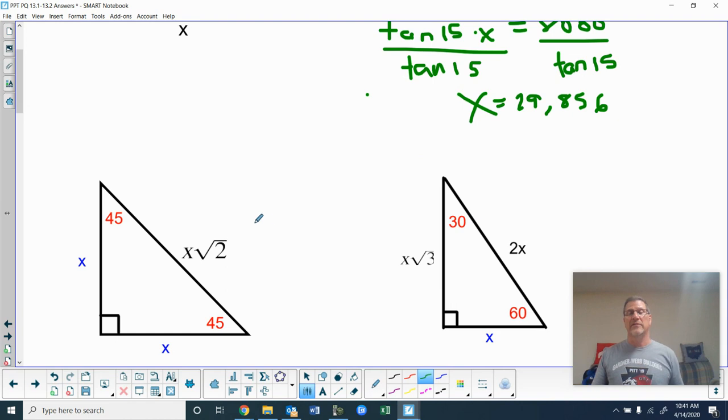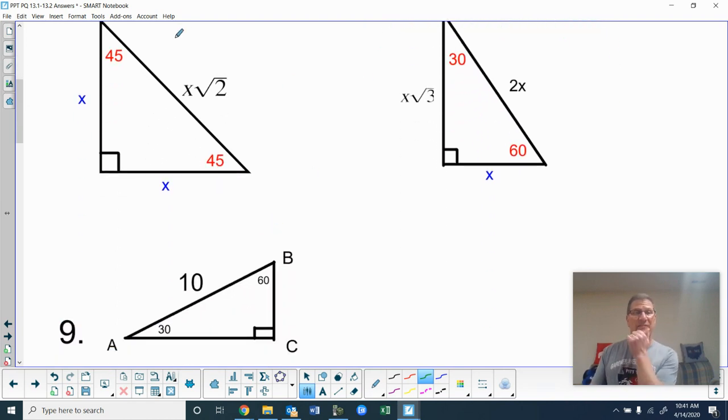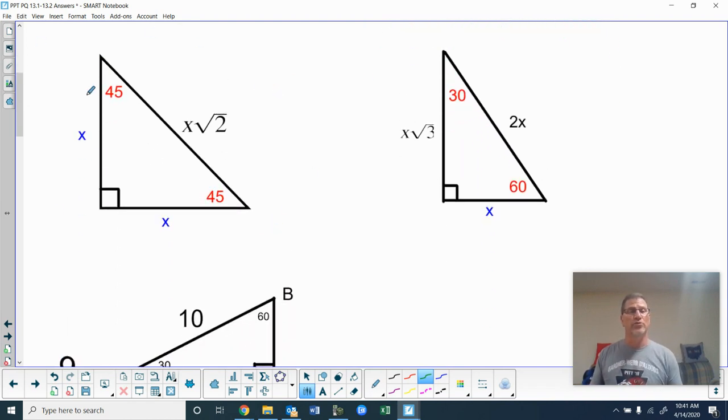All right, the last one. Here are our little rules for 45, 45, 90, and 30, 60, 90. In a 45, 45, 90, the two sides will always be equal. It's isosceles, and whatever the sides are times the square root of 2 is the hypotenuse. In a 30, 60, 90, the shortest side, which is opposite the 30, is my x value.